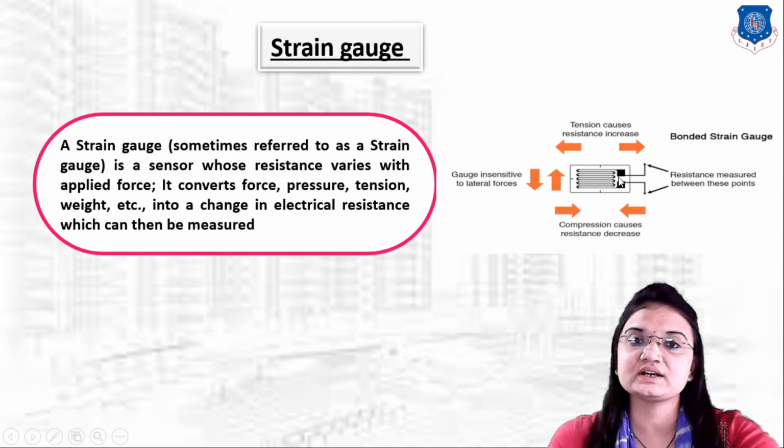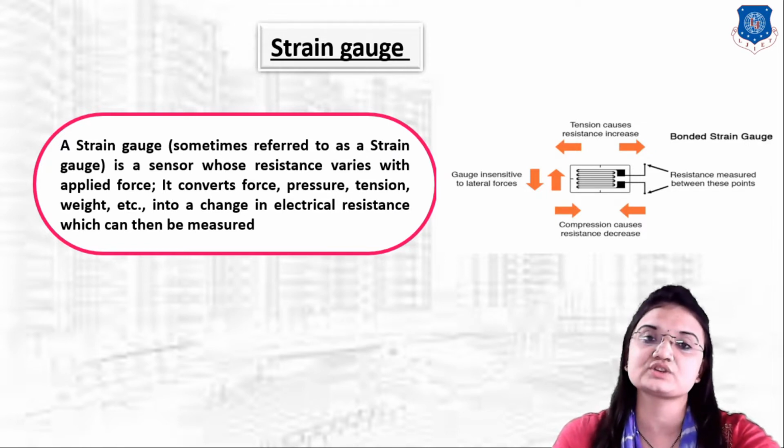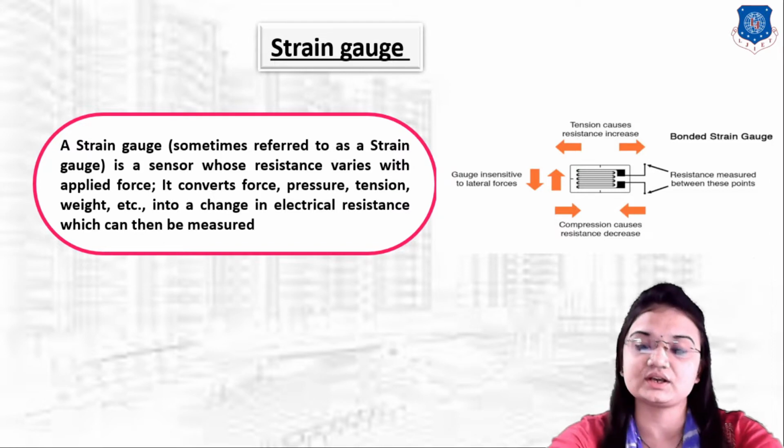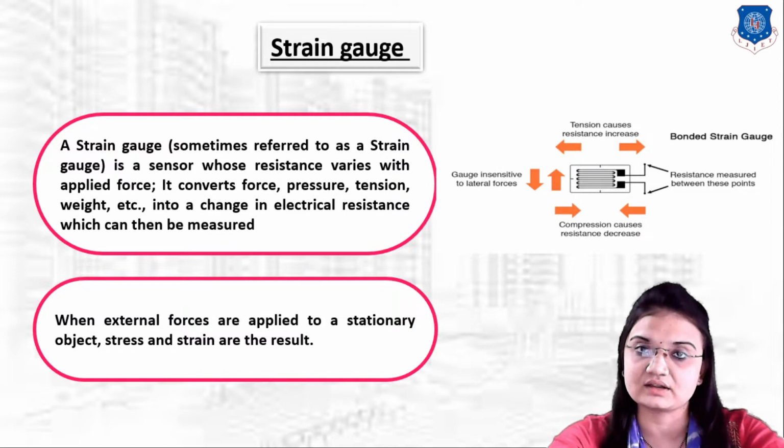You can clearly see in this figure, when we apply force on any object, with the strain gauge, compression causes resistance decrease and tension causes resistance increase. So by measuring the resistance changes, we will get the data of the force, pressure, tension and weight applied on any object. This is the main function of the strain gauge. We can say that when external forces are applied to a stationary object, stress and strain are the result.